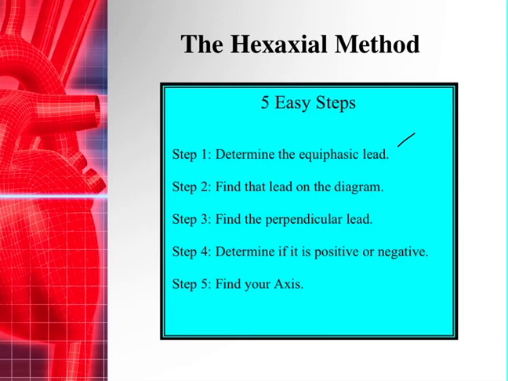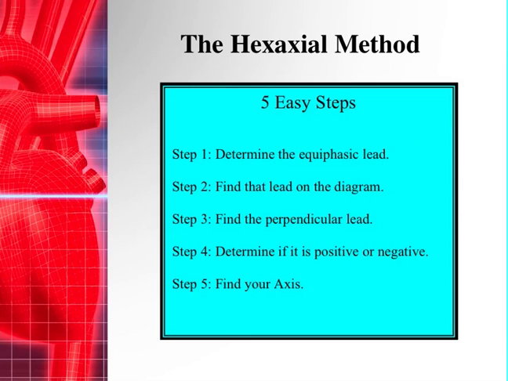You're going to determine the equiphasic lead. You're going to find that lead on the hexaxial reference system. You're going to find out which lead is perpendicular to that lead, and then determine if that perpendicular lead is positive or negative, and then you're going to find your QRS axis.